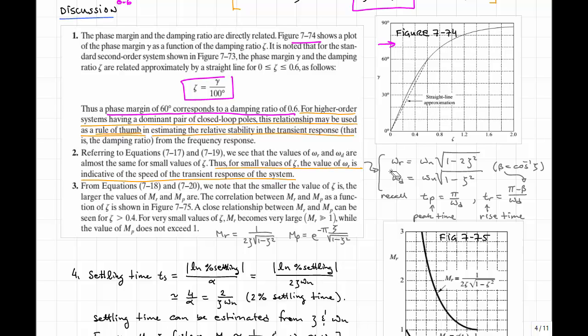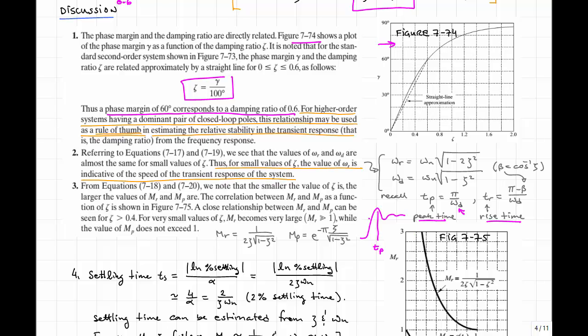for small values of zeta, the value of omega r is indicative of the speed of the transient response of the system. What is this connection? Well, recall that the peak time and the rise time are related to omega d. Okay, the peak time, that's when, in the step response, you hit a first peak here. This is T peak. Right?